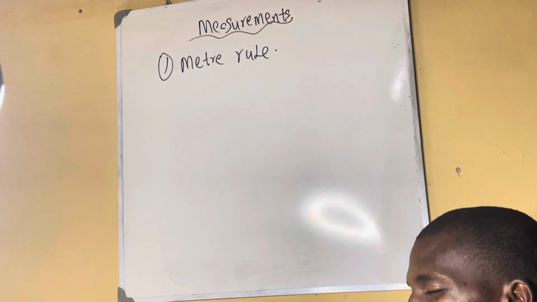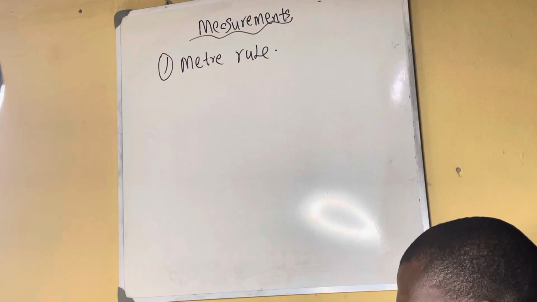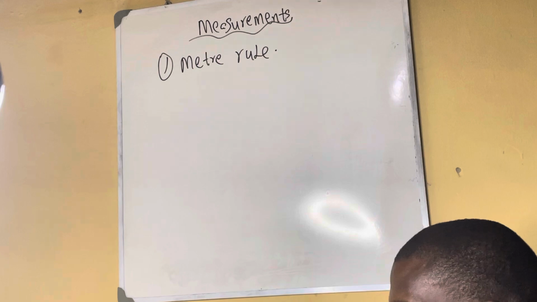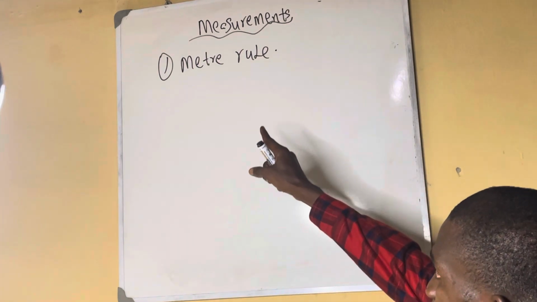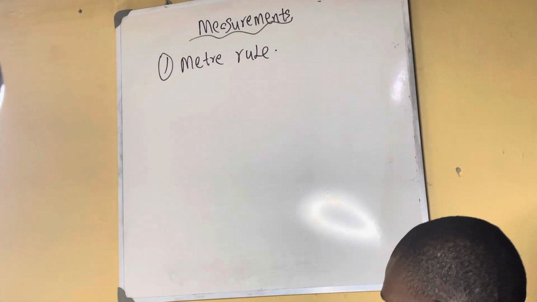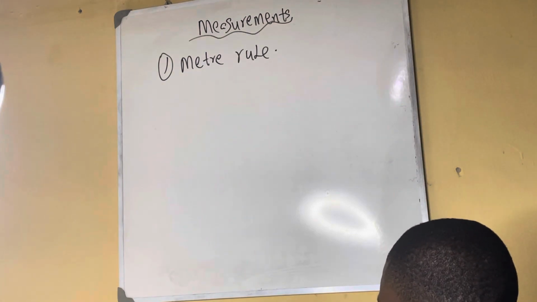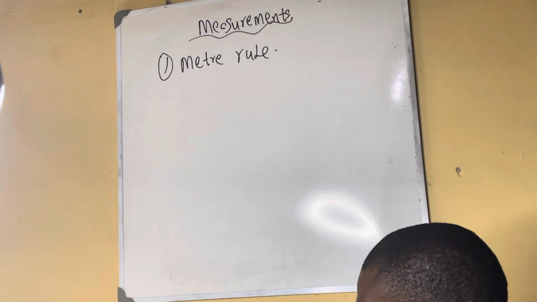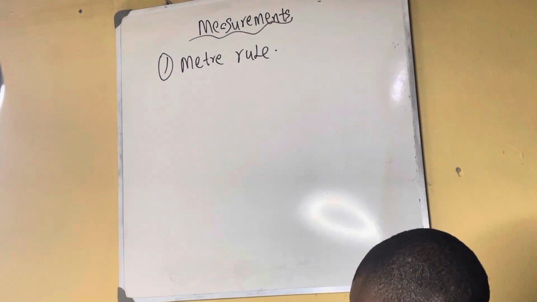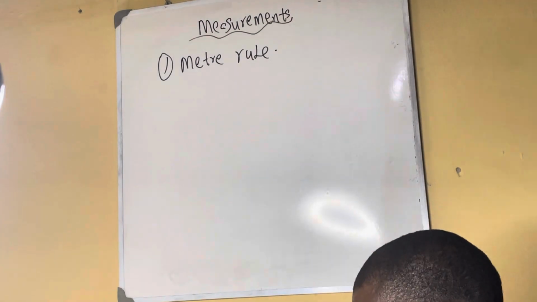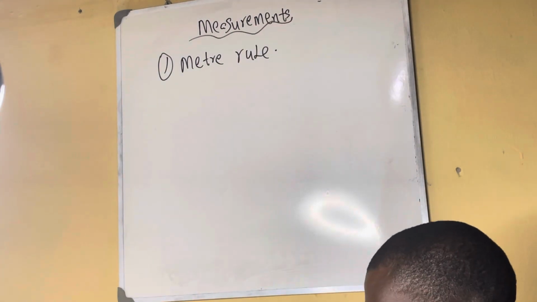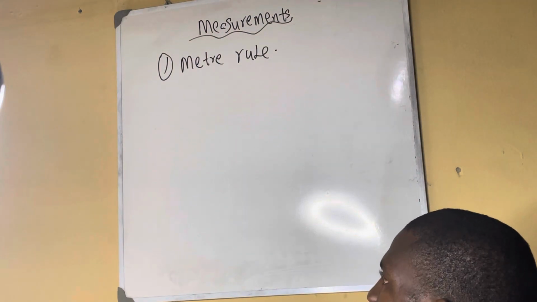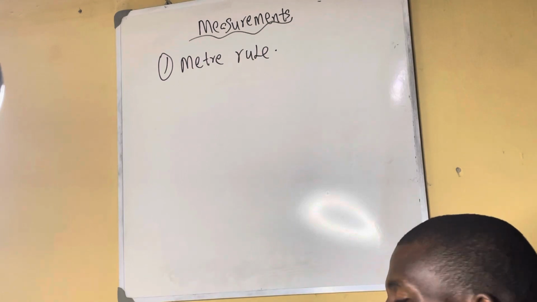Whenever you see they're asking, dash is used to measure length of anything, the answer is meter rule. Length of anything is called meter rule. Once you hear length, irrespective of the subject or object, it is called meter rule. It is used to measure larger length. Bear this in mind: used to measure length of any object.